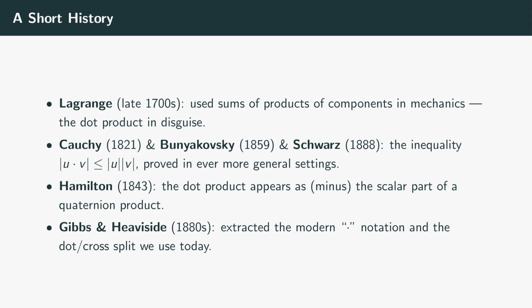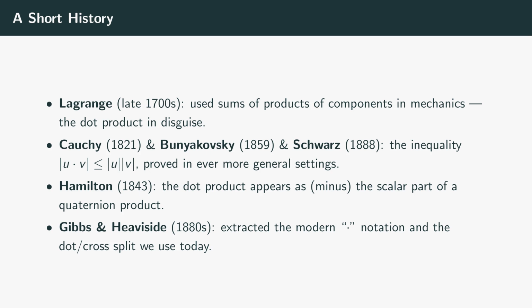A little history. Sums of products of components, the dot product in everything but name, show up in Lagrange's mechanics in the late 1700s, long before anyone called them a product of vectors. The famous inequality has 3 names attached to it across the 1800s. Cauchy proved a version for finite sums in 1821, Bunyakovsky extended it to integrals in 1859, and Schwarz gave the general form in 1888, which is why you'll sometimes see it called the Cauchy-Bunyakovsky-Schwarz inequality.